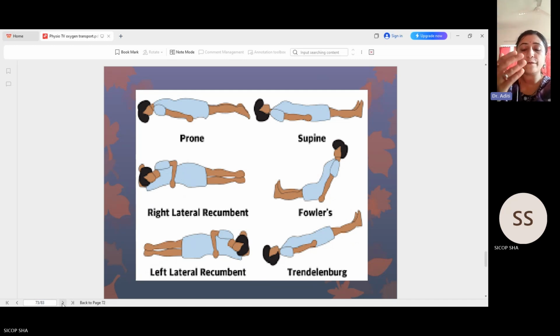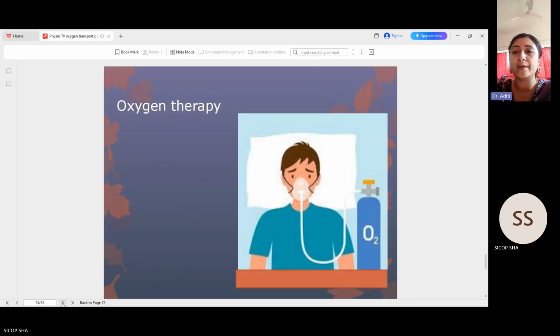So as I told you, even if complete upright, bedside sitting or standing or ambulation is not possible, a mere change of positioning from supine to quarter to supine or to side lying or prone or quarter to prone can also bring about a significant difference in the V by Q matching. So this body positioning is one of the most important techniques that can help to improve the V by Q matching. Oxygen therapy, again, we as physios might not be directly manipulating the O2 settings, but we need to know about the different O2 therapy devices.